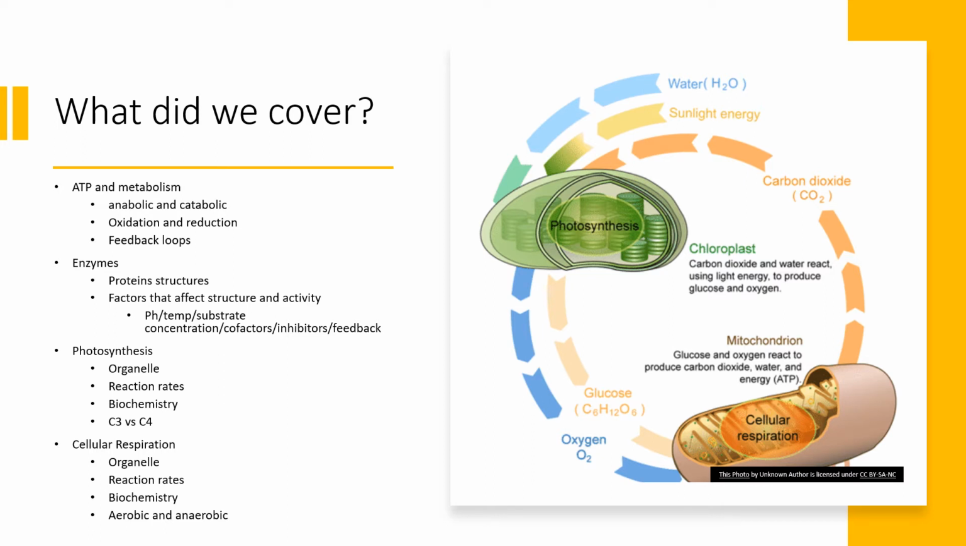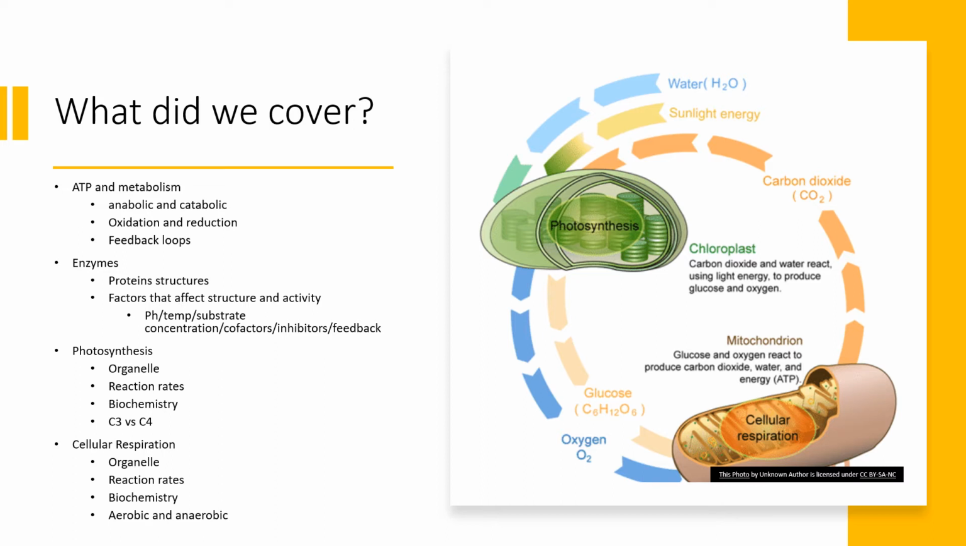We also talked about the idea of feedback loops as a way to maintain and control our metabolism. And then we broke the energetics into 3 major topics. The first was enzymes, the second is photosynthesis, and the third was respiration, specifically cellular respiration.